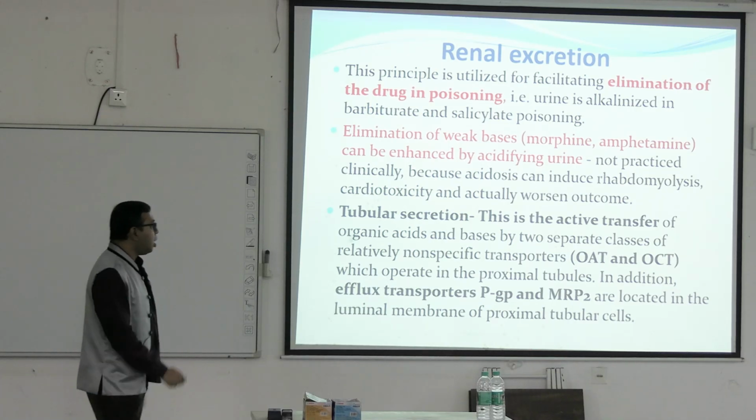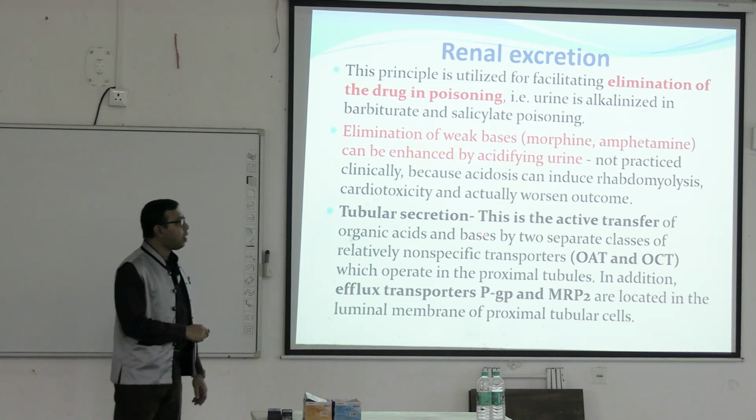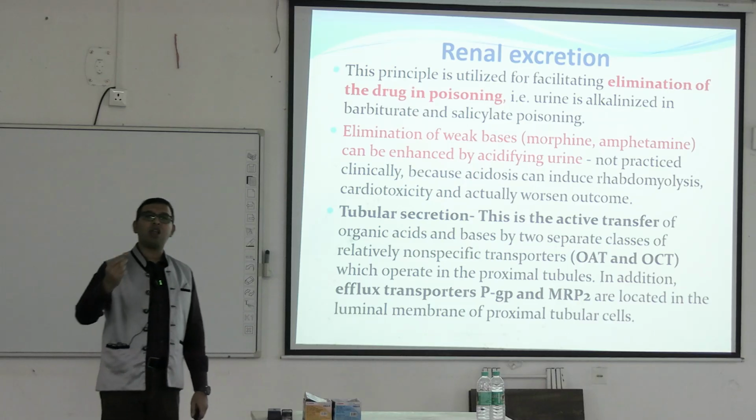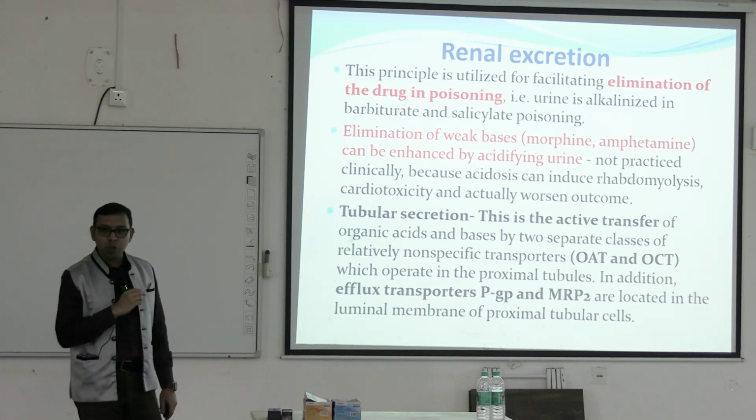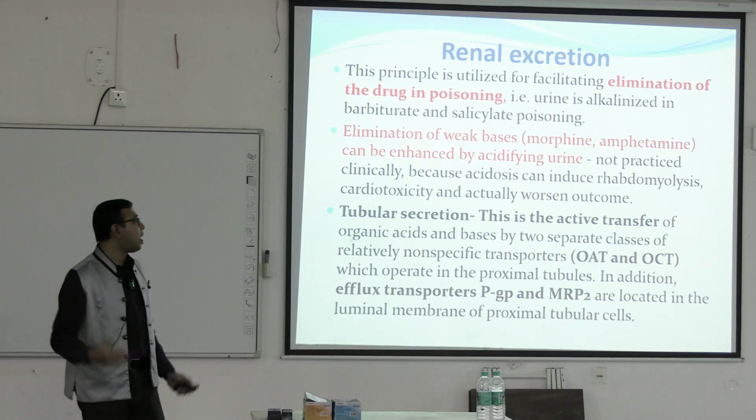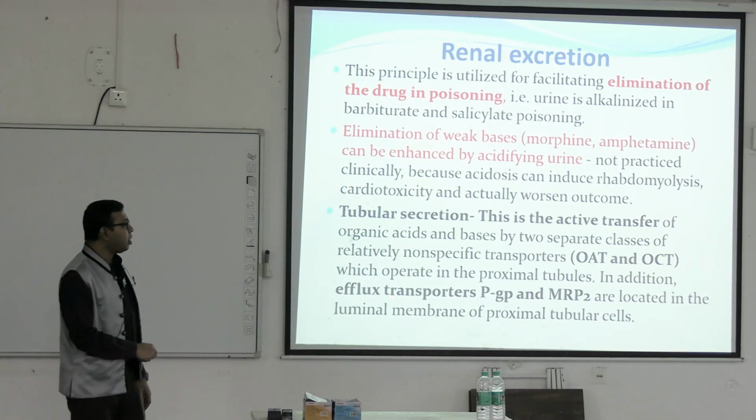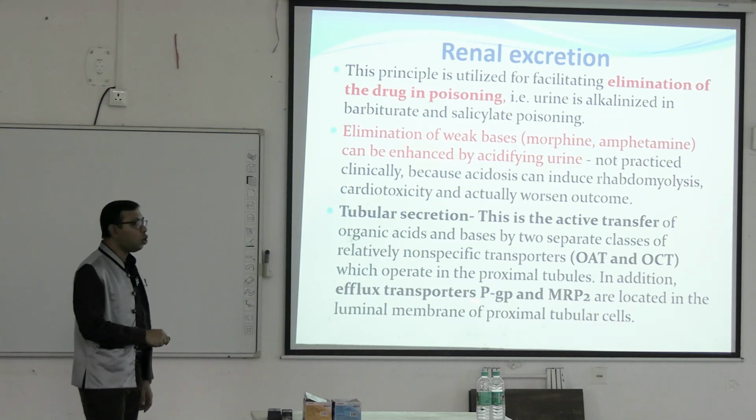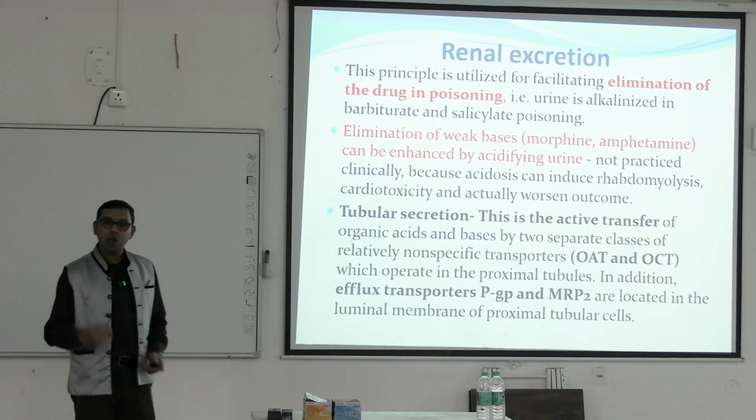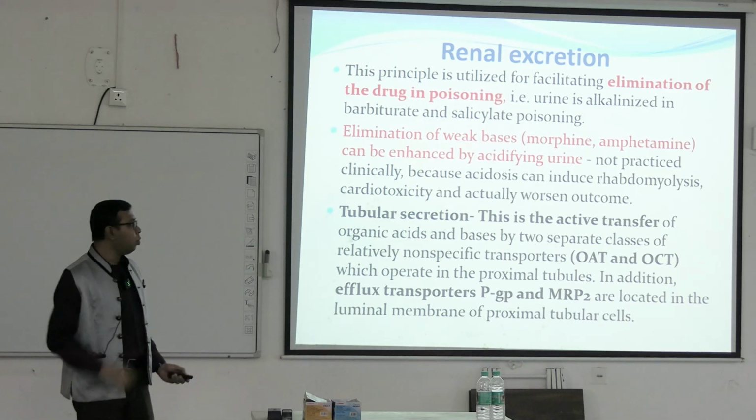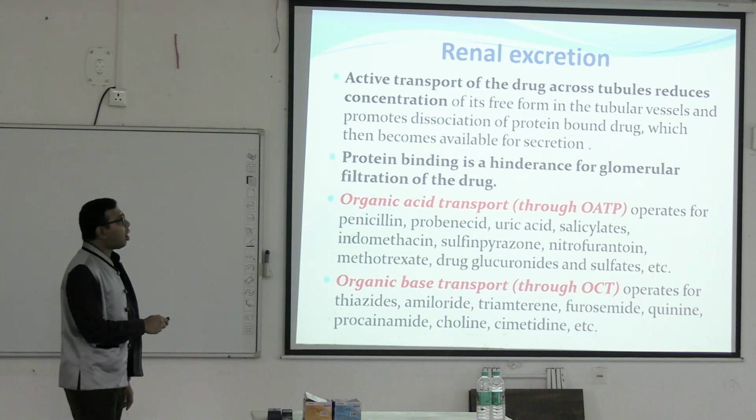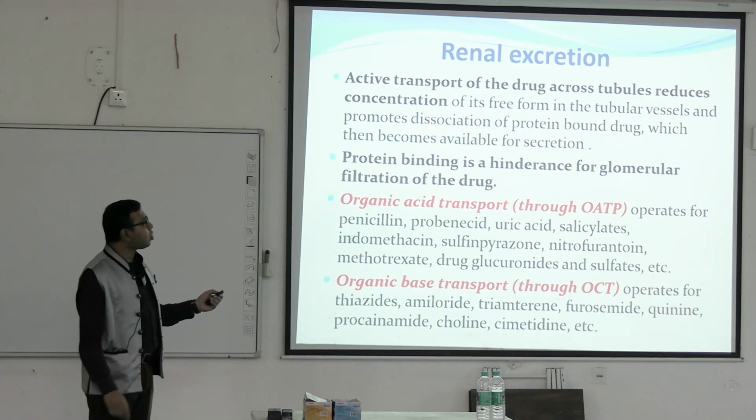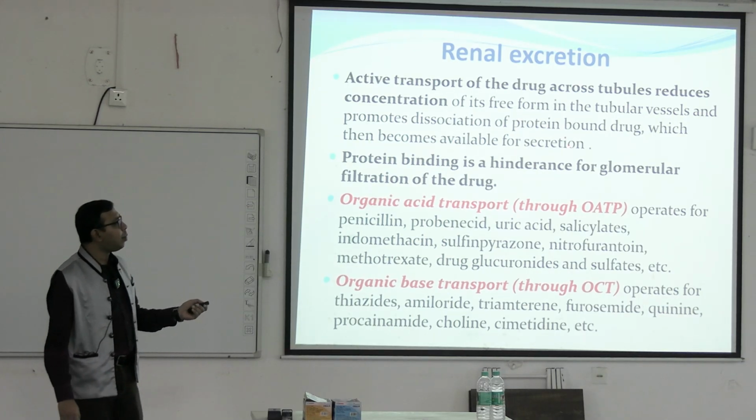So it is clear. Tubular secretion is the active transfer of organic acids and bases by organic anion transporter and organic cation transporter. These are the different transporter proteins present on the kidney tubules, and from these tubules different drugs are secreted. Active tubular secretion happens. In addition, efflux transporters are also there, like P-glycoprotein, MRP2, etc. These are also located in the luminal membrane of the proximal tubular cells, which also secrete the drugs into the tubules. So active transport of the drug across the tubules reduces the concentration of its free form in the tubular vessels and promotes dissociation of the protein bound drug, which then becomes available for secretion.